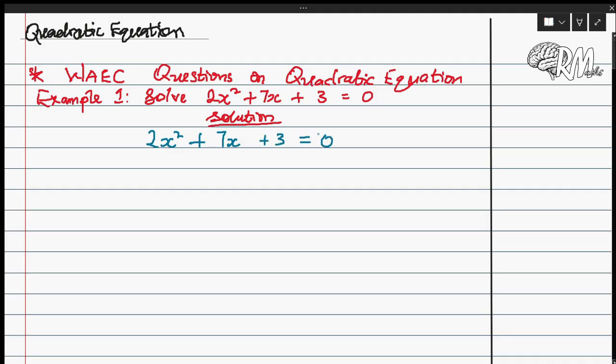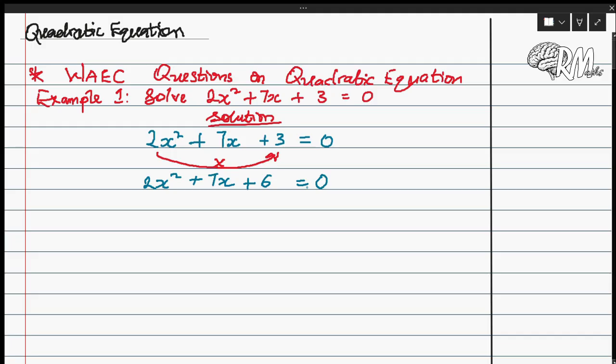For me to solve this, since the coefficient of my x squared is a number, I will not be able to factorize just like that. So what I'm going to do is use that number to multiply my constant. Remember, I'm multiplying it, so 2 times 3 is 6. Then I will rewrite the question again, still putting that 2. So I have 2x squared plus 7x plus 6 equals 0.